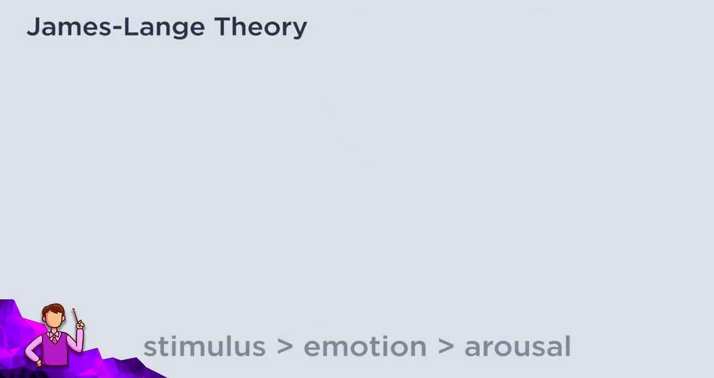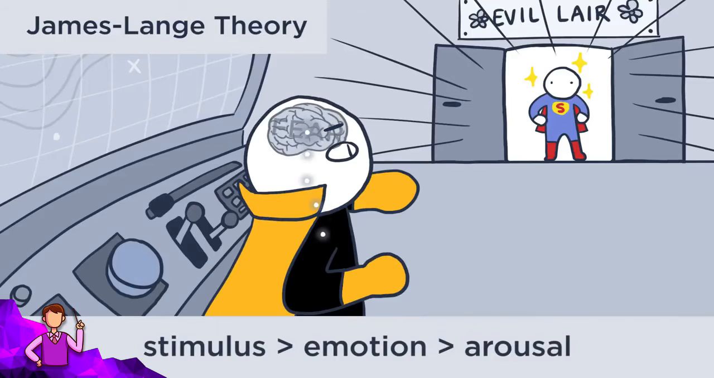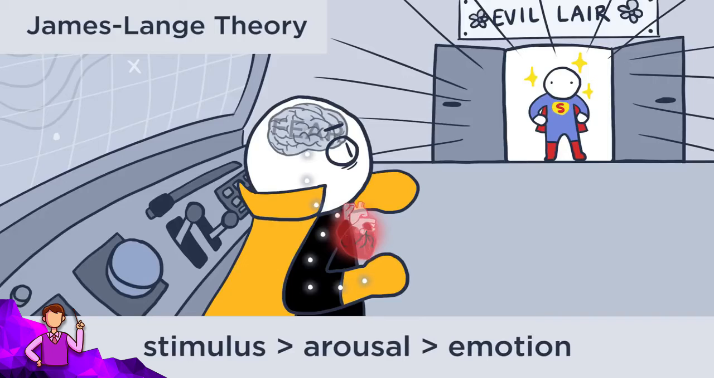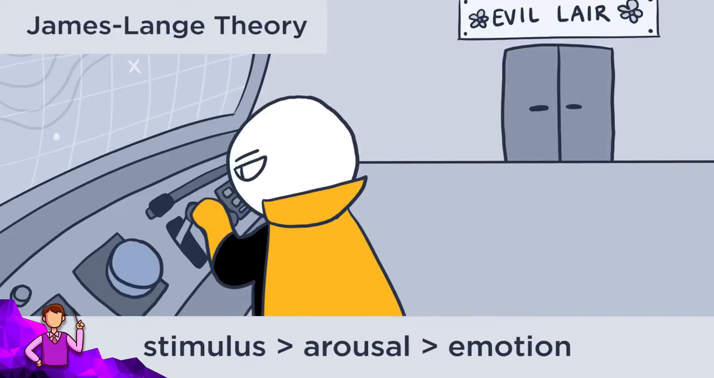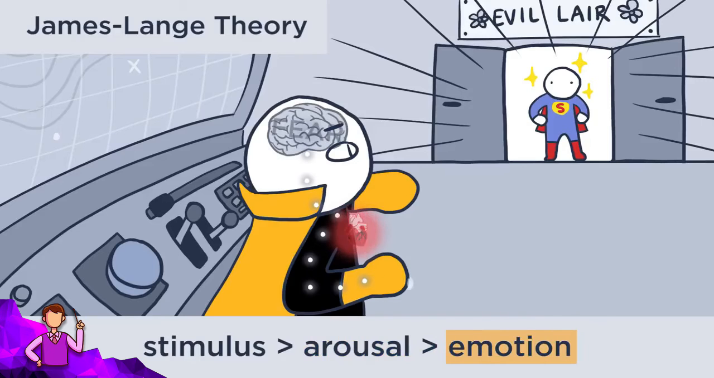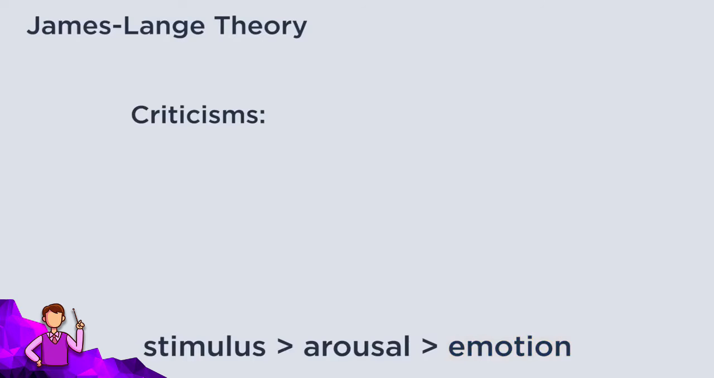In the mid-1880s, two scholars, William James and Carl Lange, independently came up with similar theories that contradicted this common sense view. James and Lange both suggested that instead of emotions causing bodily arousal, bodily arousal causes emotions. So, to return to our previous example, that would mean that the sight of the hero on his threshold makes our villain's heart beat faster, his hands tremble, and his palms sweat, and these physiological changes cause him to feel fear.